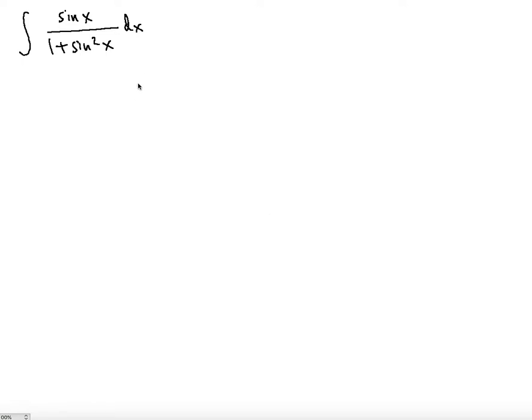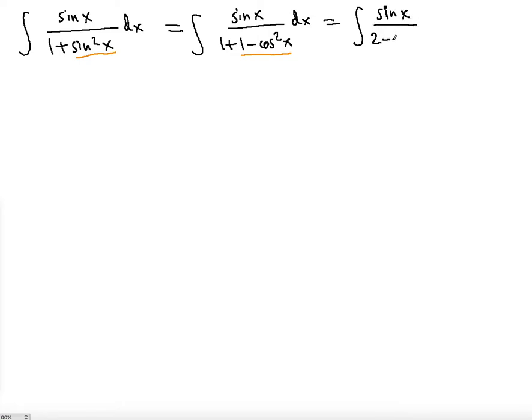Find the antiderivative of sine x over 1 plus sine squared x. Notice that you can express this as sine x divided by 1 plus 1 minus cosine squared x dx. Basically, you should recognize that sine squared x is equal to 1 minus cosine squared x. Right, so as a result, this is equal to sine x divided by 2 minus cosine squared x dx.